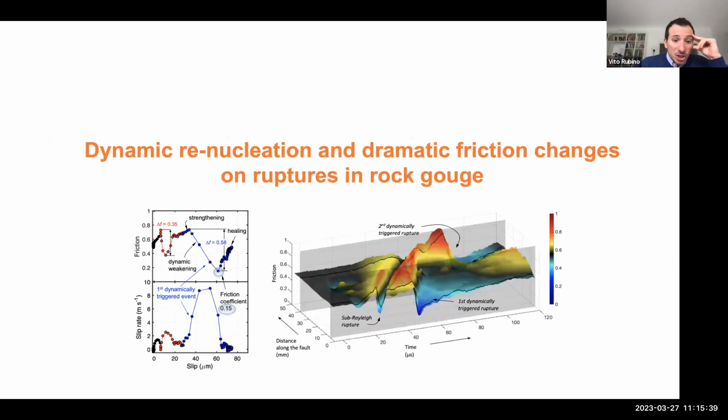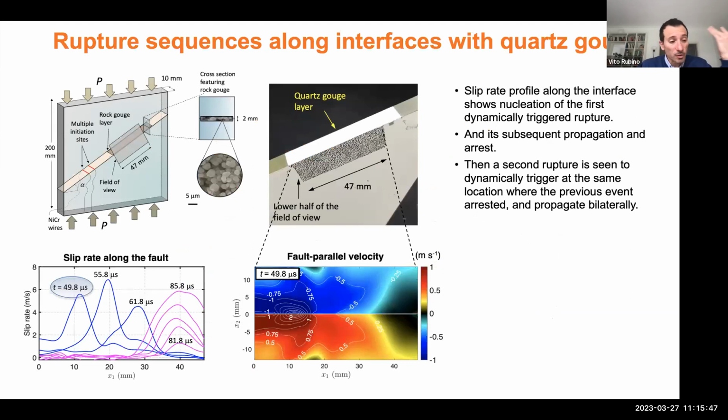Okay, so now let me switch gears and go to the last part of my talk. So far we have studied interfaces with analog materials, but if you are a geophysicist, you might say, this is not quite rock. But at the same time, I've shown you that using rocks is a little bit cumbersome, and well, it can be done, but it has some limitations. It doesn't allow as much flexibility.